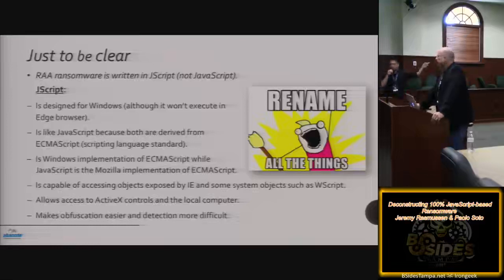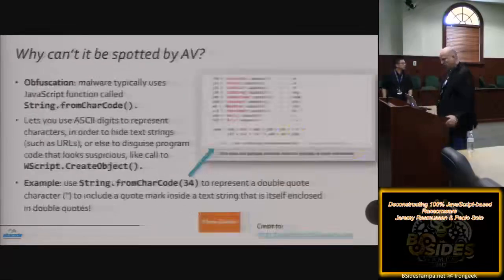There's ActiveX too. COM objects or ActiveX objects are basically reusable pieces of code on Windows. They have a standard interface so that not everybody has to write their own spell checker. You have one spell checker that everybody interfaces with. So any type of object like that you can interface with and run. It makes obfuscation easier and it makes detection more difficult.